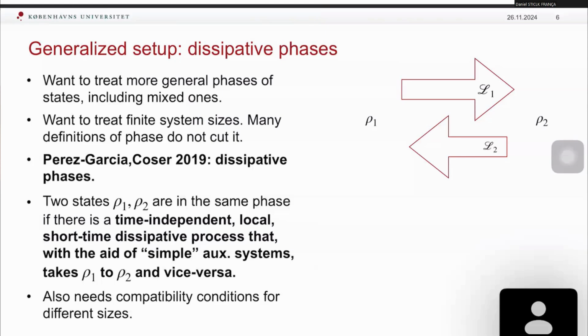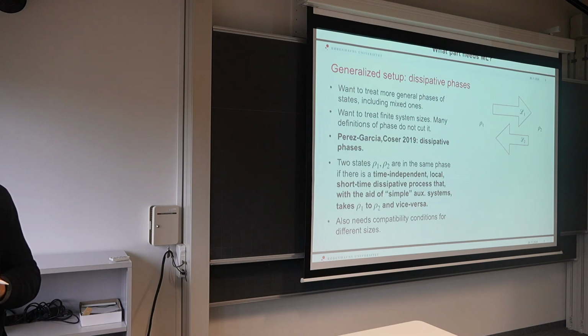It works as follows. I say that two states, rho 1 and rho 2, are in the same phase if there is some time-independent, local, and short-time dissipative process that will take me from rho 1 to rho 2 and vice versa. So if I can engineer some sort of dissipation, and when I say dissipation, you can also have some coherent terms on top, but that is time-independent, that allows us to move back and forth between rho 1 and rho 2 and doesn't need a lot of time, then we say that they're in the same phase, and we also allow for some auxiliary systems.